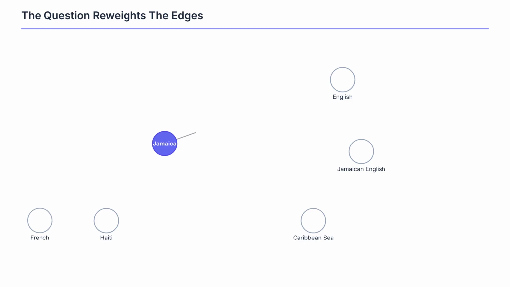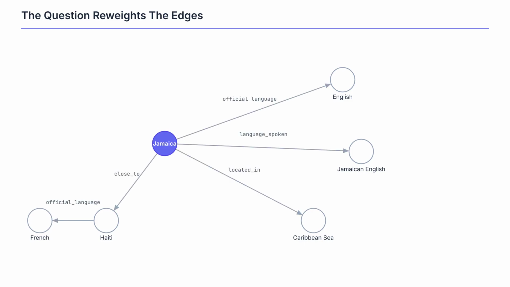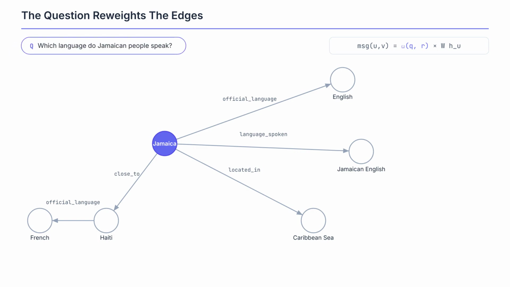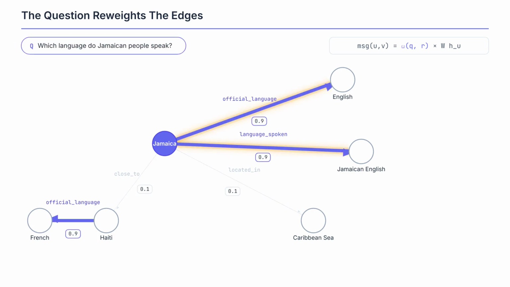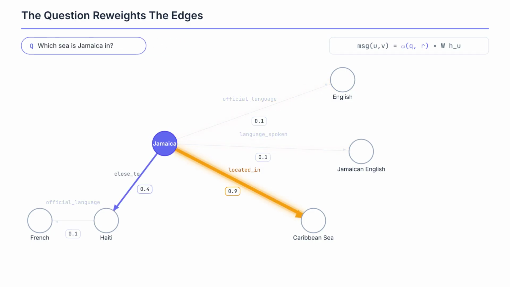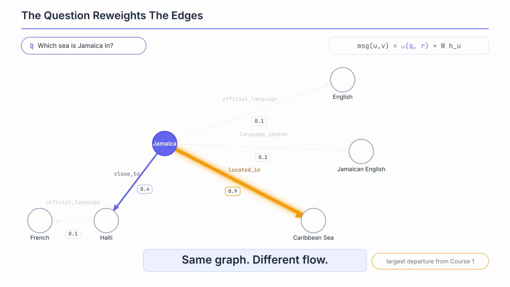Here is the idea that makes any of this work for retrieval. That omega term means the message flowing along an edge is scaled by how relevant that relation is to this question. Ask about language, and official language and language spoken swell up, while close to withers away. Ask about geography, and the weights flip. The graph is fixed. The flow through it is question-shaped. That is the largest departure from Course 1.